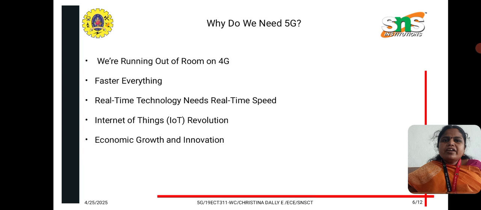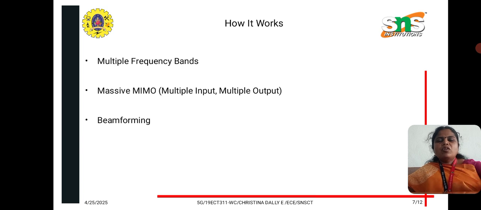Nowadays we are running out of room on 4G, and 5G will be much faster. Real time technology needs real time speed. There will be an Internet of Things revolution. There will be economic growth and innovation. So these are the reasons we have the need for 5G.